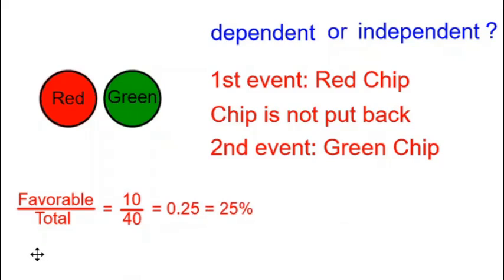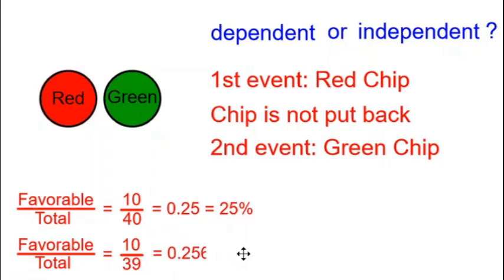Now the favorable over total for getting the green chip. That's 10 over 39. It's still 10 for favorable because there are still 10 green chips in the bag. But there are no longer 40 in the bag. There are now 39 because of the red chip that was not put back. We convert this to a decimal and a percent.